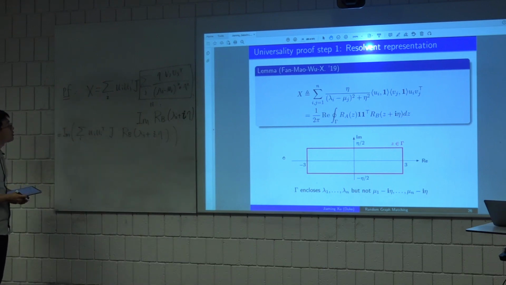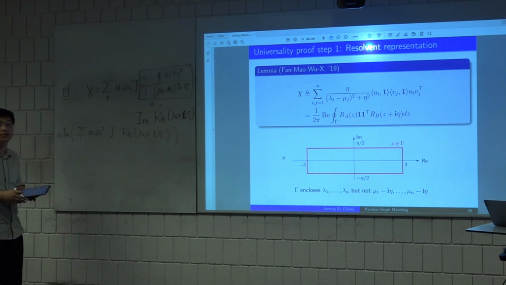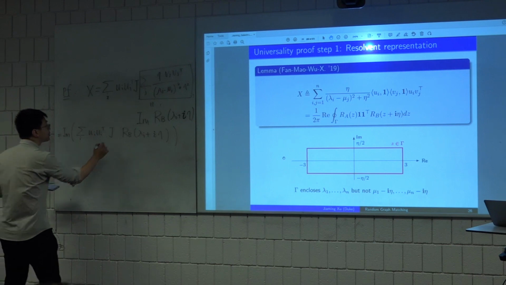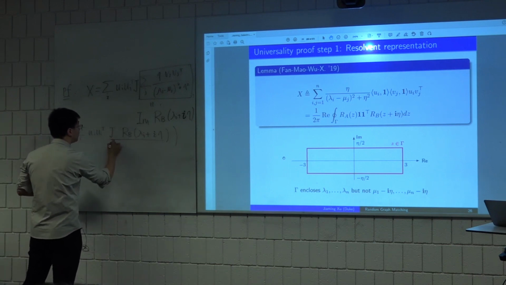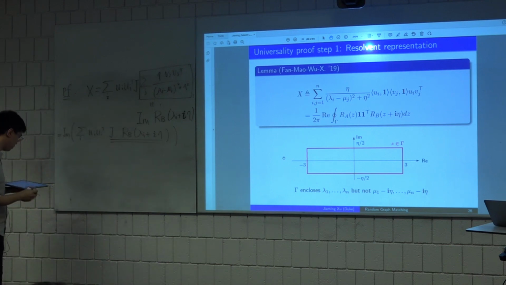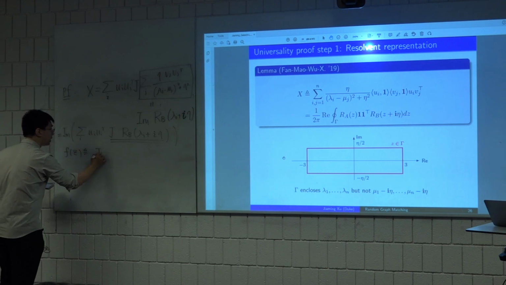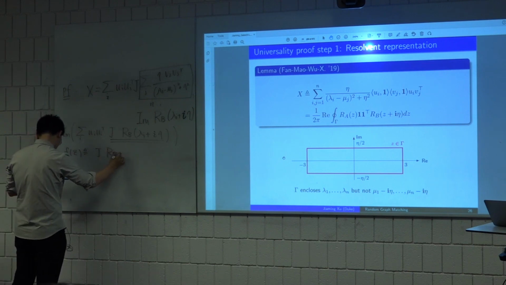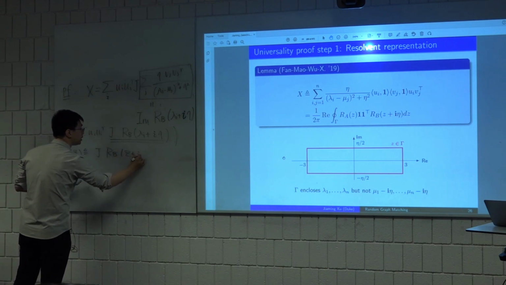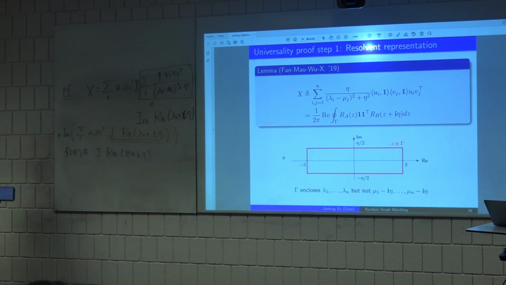Yeah, and then the next thing is that I want to write this as a contour integral, so I need to introduce the contour integral, right? So how to do that? It turns out that I'm going to treat this as a whole. I'm going to define a function f(z) that is defined as j r b z plus i eta. Okay.